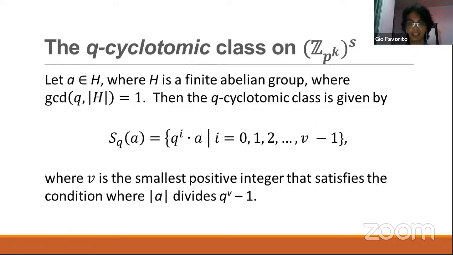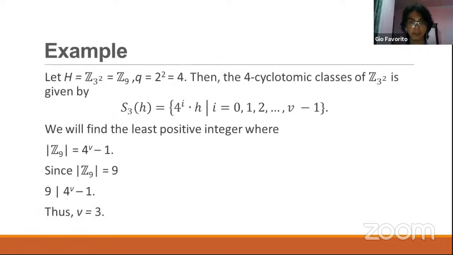So, magbibigay tayo ng example para mas malinaw to. So, let H is equal to Z sub 3 squared. So, Z sub 3 squared equivalent siya sa Z9. Q is 2 squared equal 4, then the 4 cyclotomic classes of Z3 squared is given by, dapat S sub 4 of H yun, sorry, 4 sub I, 4 raised to I times H, where I is from 0 to nu minus 1. So, hanapin natin yung least positive integer where magsasatisfy itong condition natin.